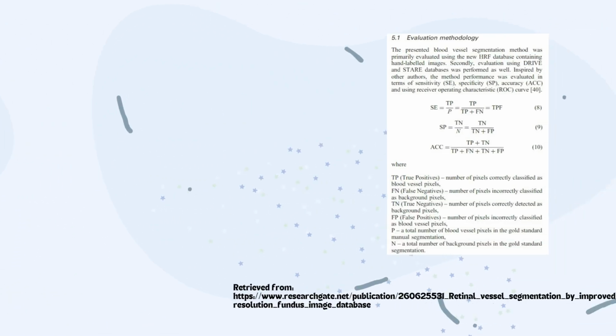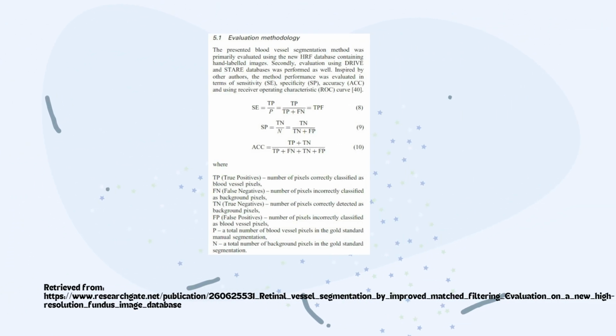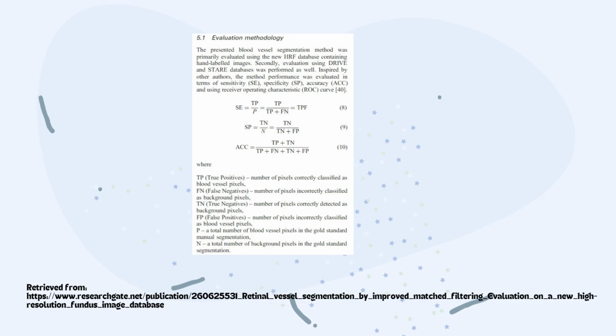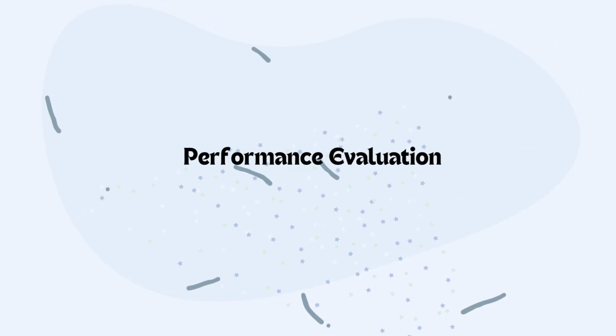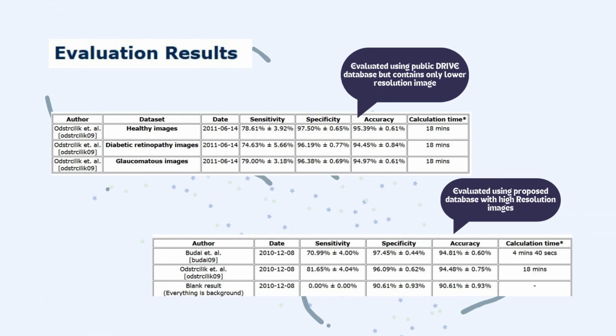Inspired by other authors, the method performance was evaluated in terms of sensitivity, specificity, accuracy, and using the receiver operating characteristic curve. The performance evaluation shows that the proposed blood vessel segmentation approach is at least comparable with the recent state-of-the-art methods. It outperforms most of them with an accuracy of almost 95% evaluated on the new database, along with achieving decreased computational complexity. The segmentation results can then be used as a basis for other algorithms to analyze abnormalities of the human eye.